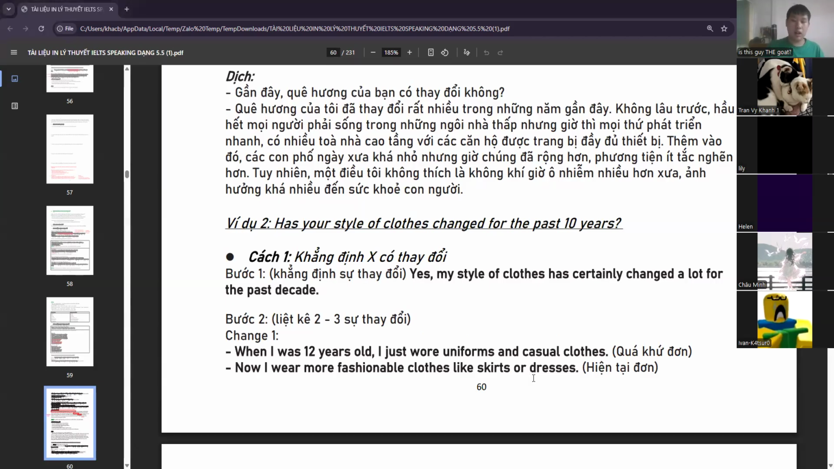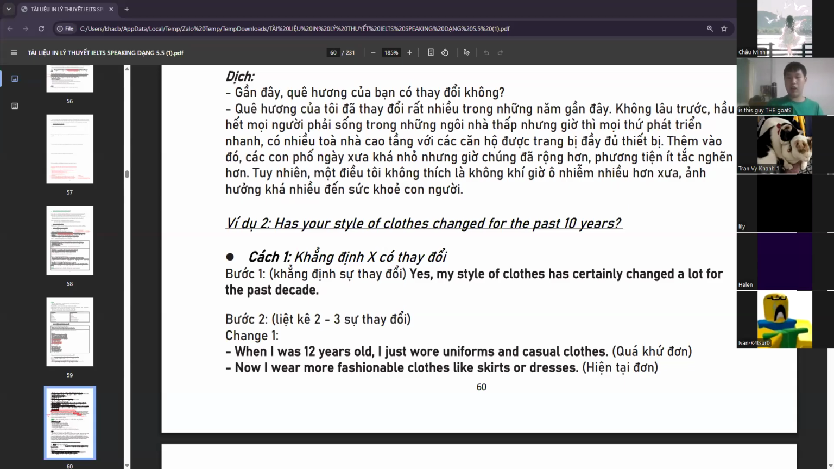Let's just answer: has your style of clothes changed for the past 10 years? This question is pretty much the same thing as last time, but just slightly different. So would anybody like to answer this question? It's pretty similar to the last one as well. Yes, you can answer.